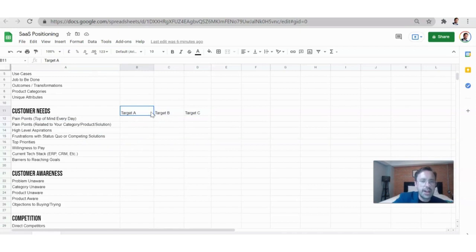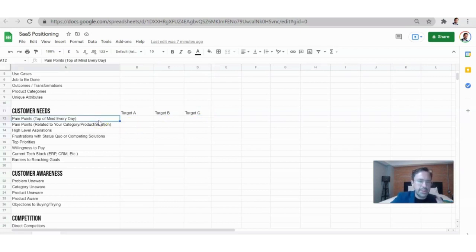So for example, target A could be a specific industry, or it could be a specific persona. So it might be the CEO. Target B could be the CFO, or it could be a completely different industry. Depending on how you segment, and depending on whether you're doing account-based marketing, how you define targets may vary. And it also may mean the pain points, the priorities, etc., will vary based on those different people or those different companies or consumers that you're targeting.